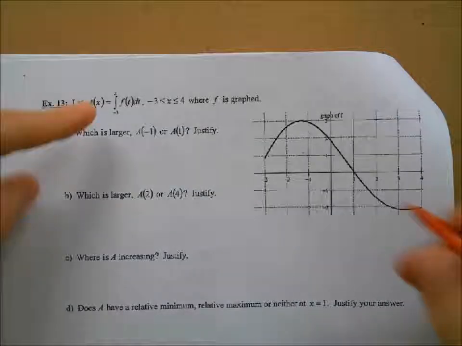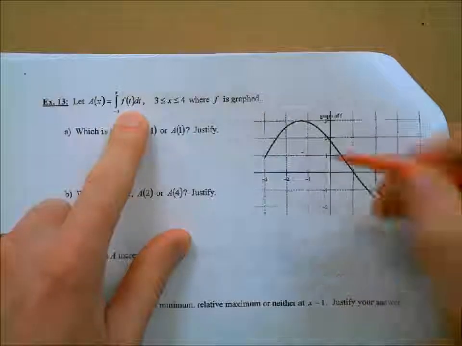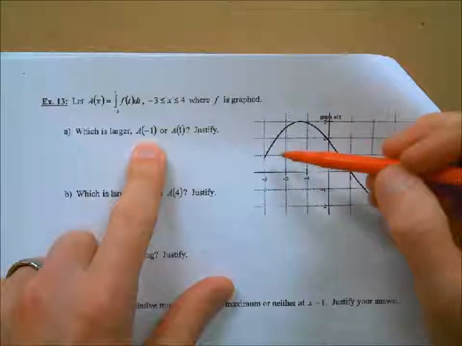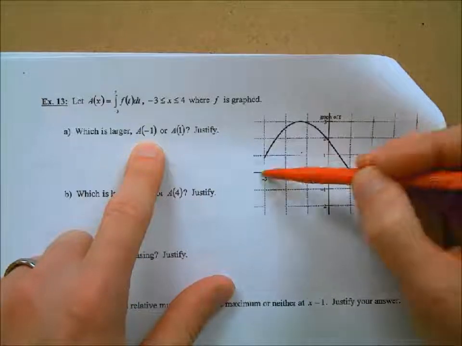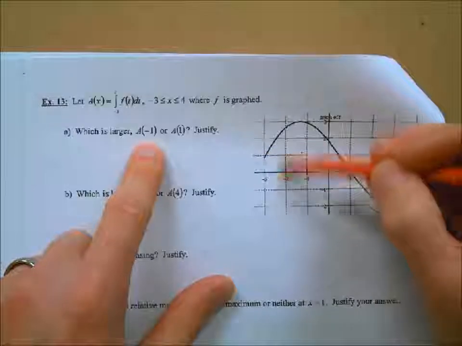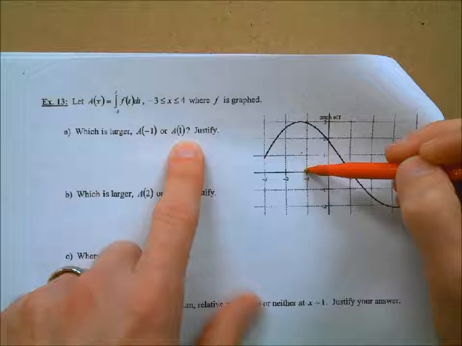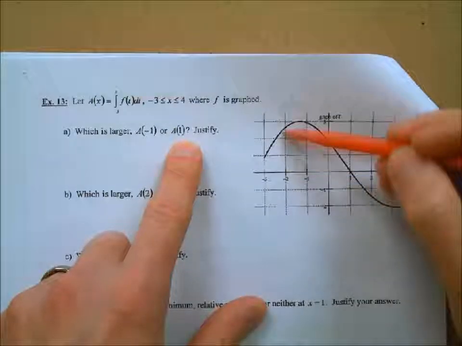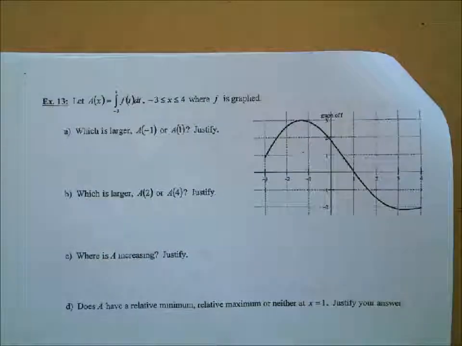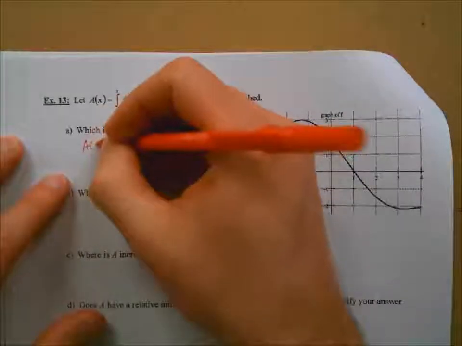Well, let's look at our description for A. A is the integral from -3 to x of f of t. So for A of -1, we're going to integrate from -3 to -1, which would yield this area right here. Whereas A of 1 will be integrating from -3 to 1, which will yield this area right here, which will be greater. A of 1, right? Because we're accumulating more positive area there. Okay, A of 1.